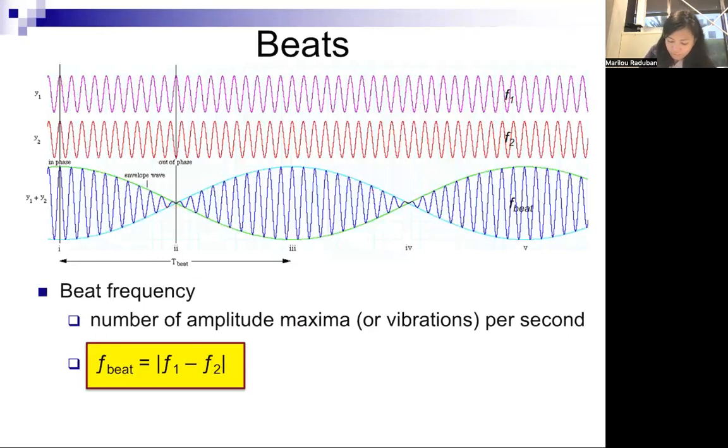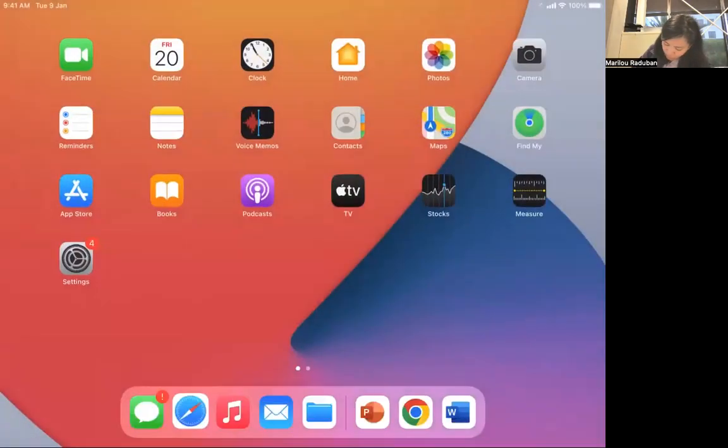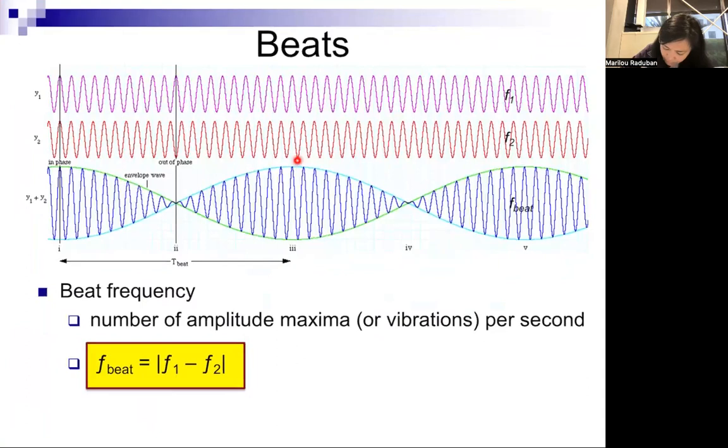Okay, the superposition of these two waves forms this beat wave. You have there completely out of phase or out of sync, 0 amplitude. And right here, at this point, they're completely in phase. And so you have this maximum amplitude. And you have this envelope wave, which we call the beat.